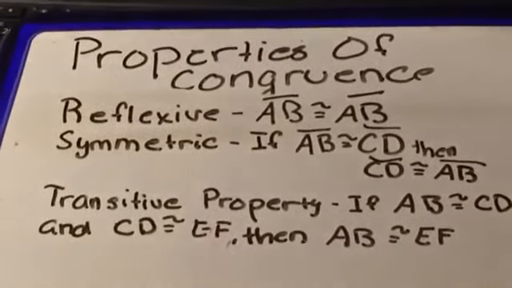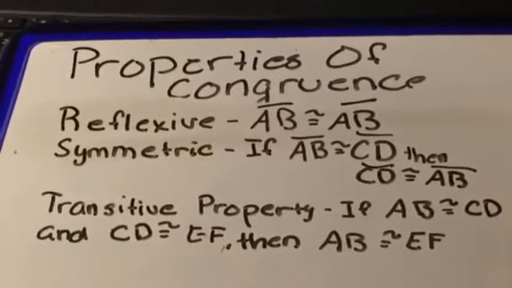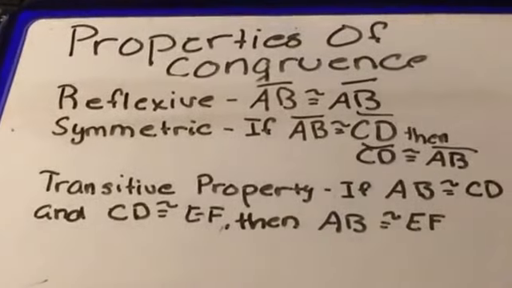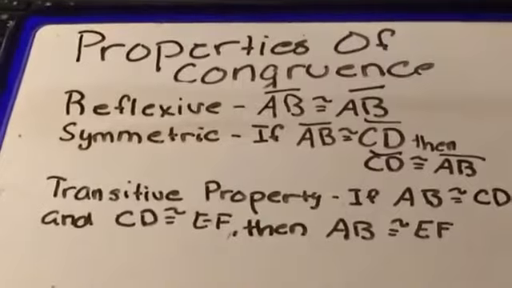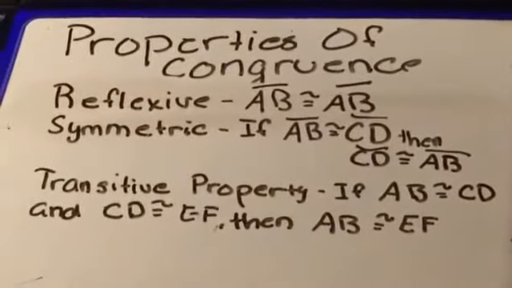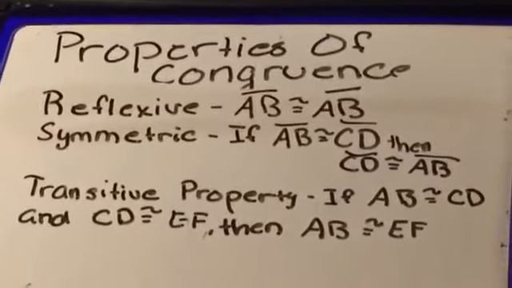The reflexive, symmetric, and transitive properties are properties of congruence you will use in this lesson. The reflexive property states that a value is equal to itself. For example, segment AB is congruent to segment AB.